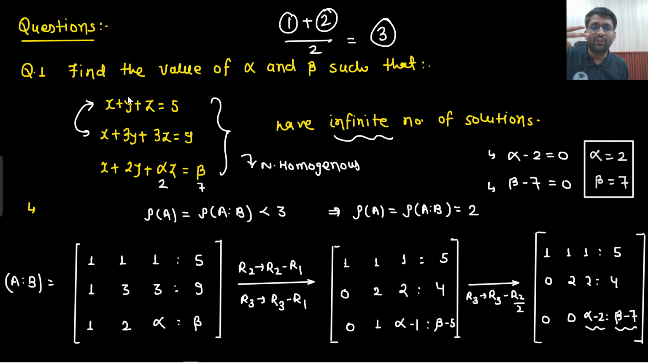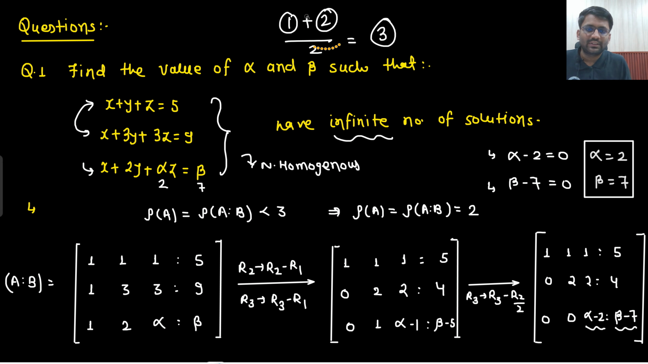That means there are effectively only two equations, because this equation is linearly dependent on the upper two equations. So there are effectively only two equations and three variables. Two equations, three variables. What does that mean? There will be infinite solutions, and one free variable would be there.